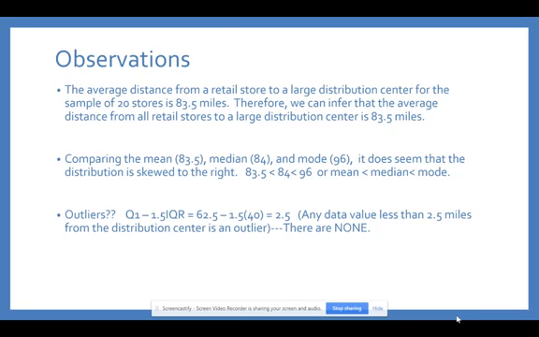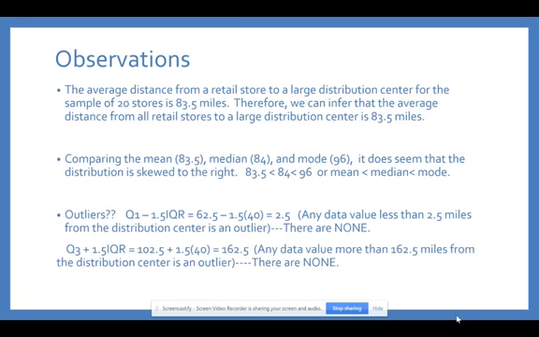The shortest distance was 29 miles. On the other extreme, we've calculated Q3 plus 1.5 IQR, which is 102.5 plus 1.5 times the 40, and we get a value of 162.5. So any data value more than 162.5 from the distribution center is considered an outlier. And here again, there are none. And that completes problem number 2 on the practice set for descriptive statistics.